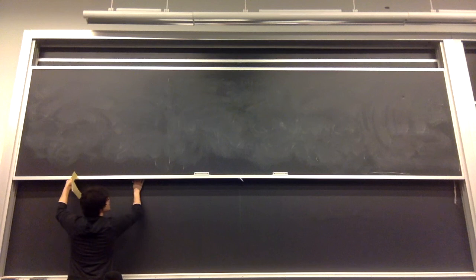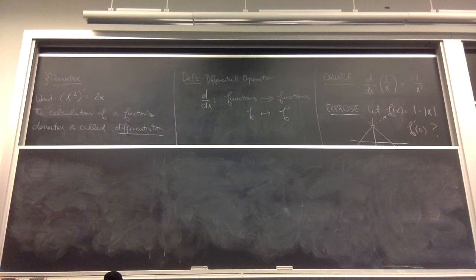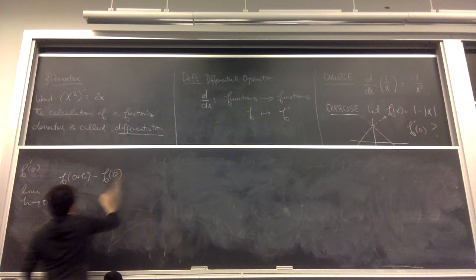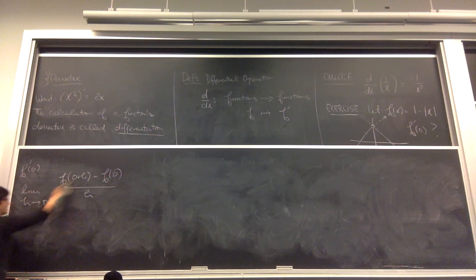Okay, let's try to do this using the definitions. We have f of x is equal to 1 minus absolute value of x. So I want to find f prime at 0. This means we have to find the limit as h goes to 0 from the left of f of 0 plus h minus f of 0 over h. This 0 is the point that we're working at. It's different than this 0, which is the 0 that h is approaching.